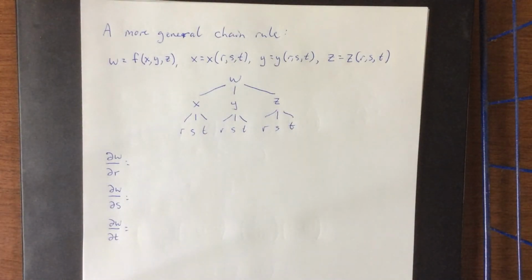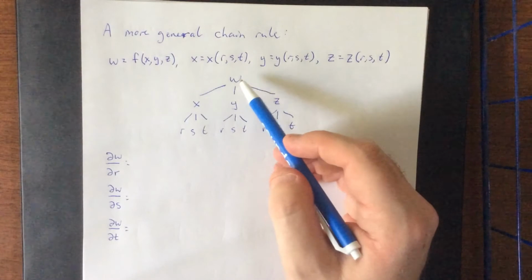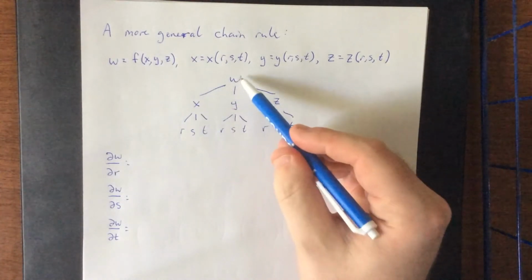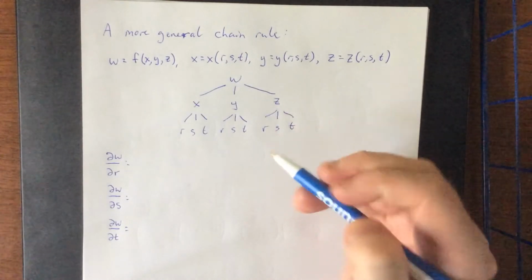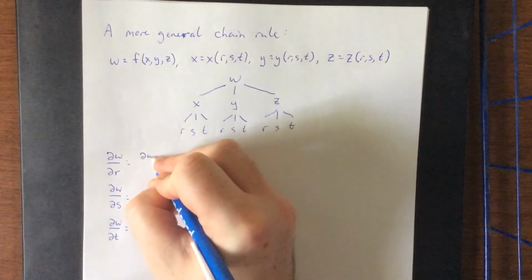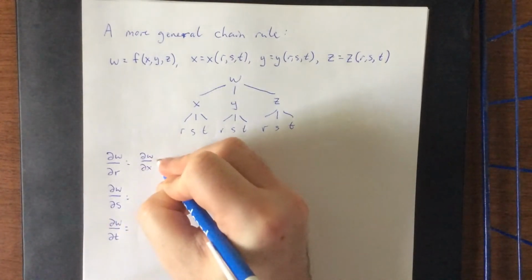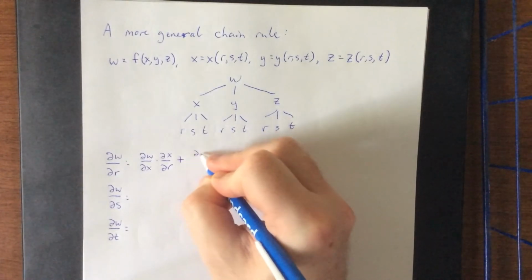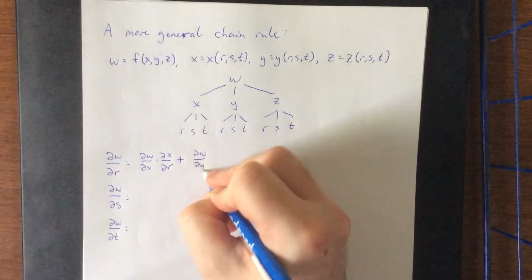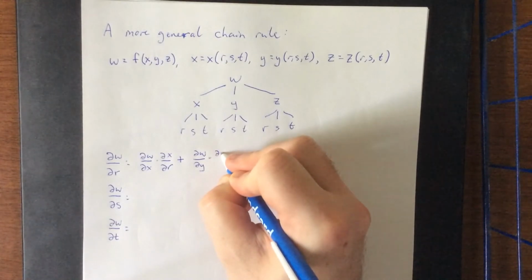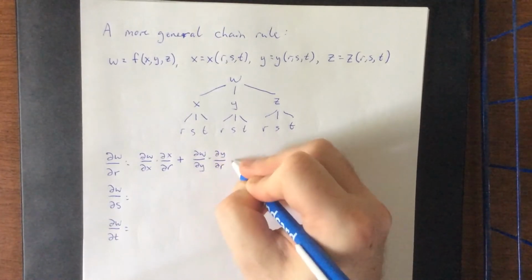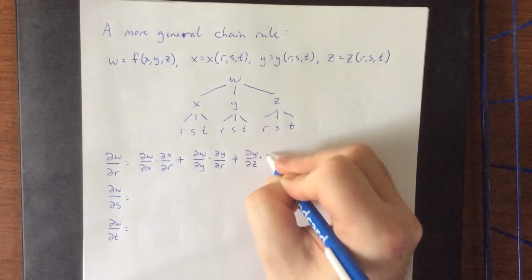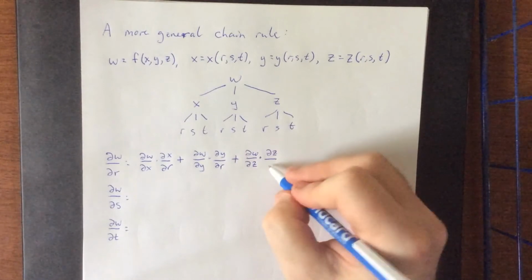So, following each of these branches, there are 3 methods for how to get from w to r. W to x, x to r, w to y, y to r, w to z, z to r. Now, in order, that was the partial derivative of w with respect to x times the partial derivative of x with respect to r, plus partial derivative of w with respect to y times the partial derivative of y with respect to r, plus w to z and z to r.